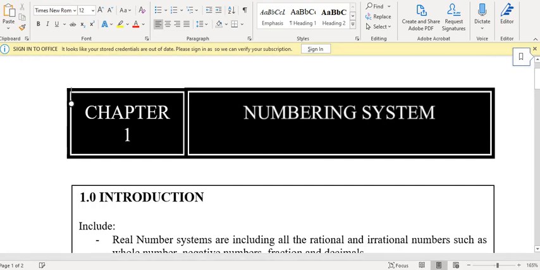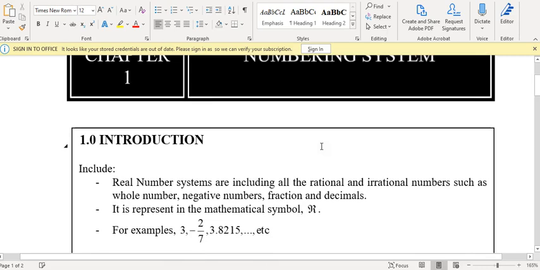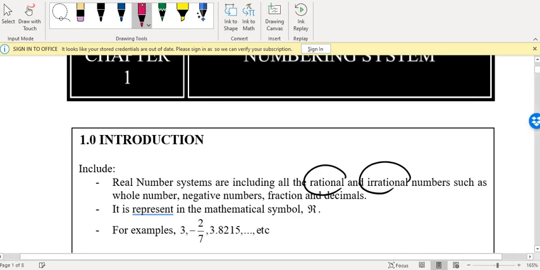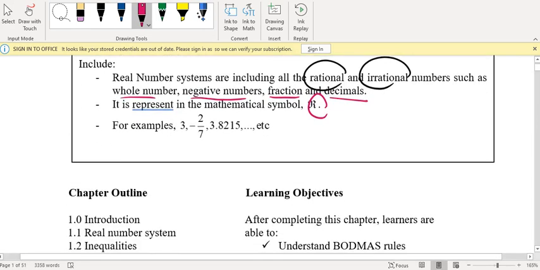So what is numbering system? Now, the real number system includes all the rational and irrational numbers, such as whole numbers, negative numbers, fractions, decimals, any numbers will do. It is always represented by the capital letter R, or R in bold. So this one is straightforward.